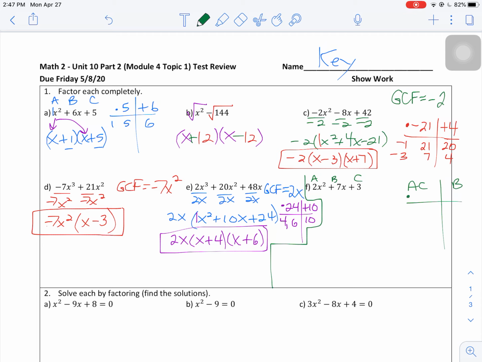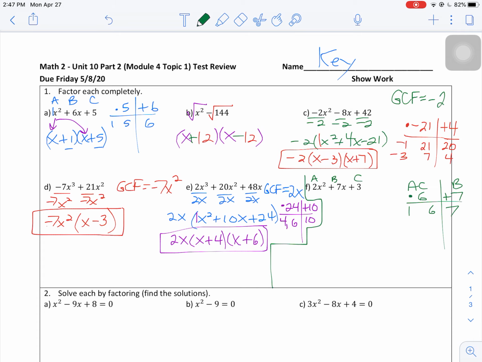So A is 2 and C is 3. So 2 times 3 is 6. B is 7. So I want to multiply to 6 and add to 7. And lucky for us, the very first one we try works. 1 times 6 is 6, and 1 plus 6 is 7. Now, since this is advanced factoring, we cannot just jump to the answer like we did in part A. We have to split our middle x term.